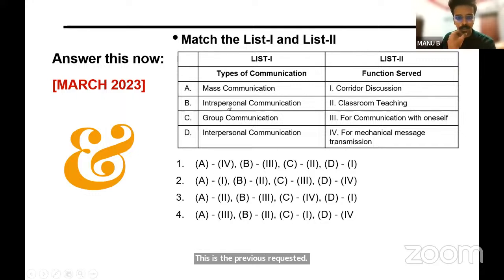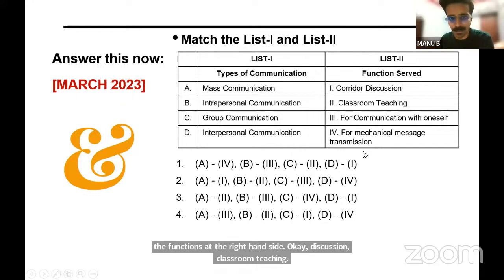On the left hand side, you have mass communication, intrapersonal communication, group communication, and interpersonal communication. On the right hand side, you have the functions. Okay, corridor discussion, classroom teaching, communication with oneself, and mechanical message transmission.